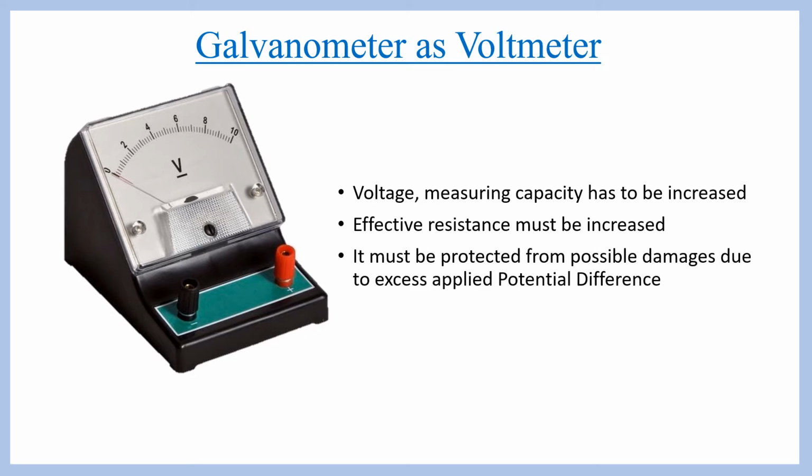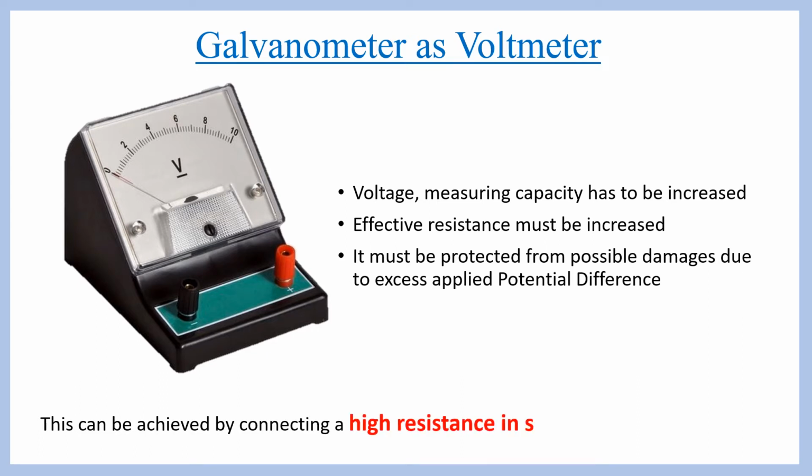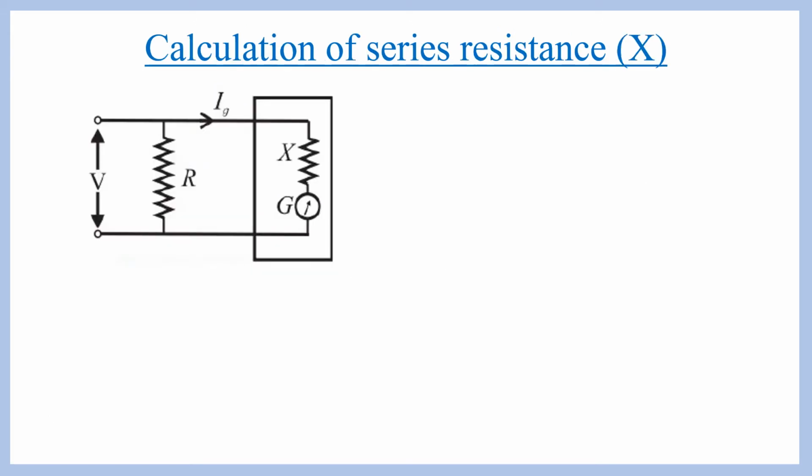So we can see that by connecting a very high resistance in series to the galvanometer, we can convert a galvanometer to a voltmeter. That is, connecting a very high resistance in series with the galvanometer, that galvanometer is now converted into a voltmeter. Now we will try to find how the series resistance can be calculated.